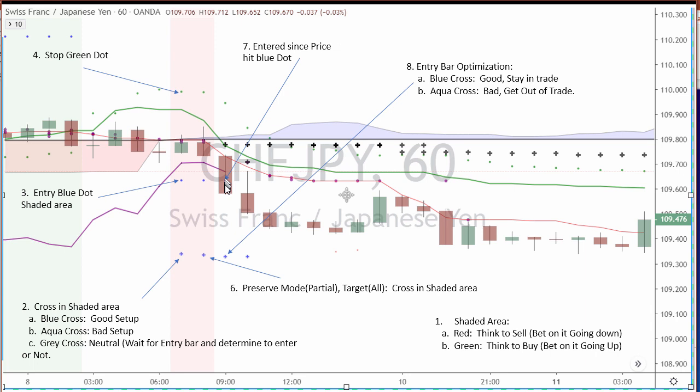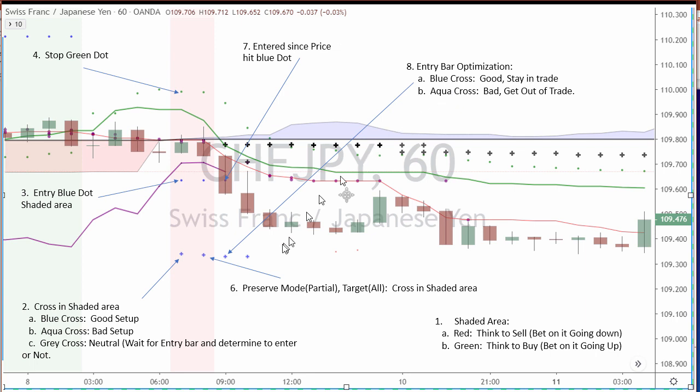When you enter a trade, sometimes due to volatility, the trade setup that you had can go bad, and we need to verify that. So as soon as you enter the trade, look at the cross and make sure it's still blue. If the cross is still blue, then you could stay in the trade. If the cross has gone aqua, then you need to exit the trade completely.